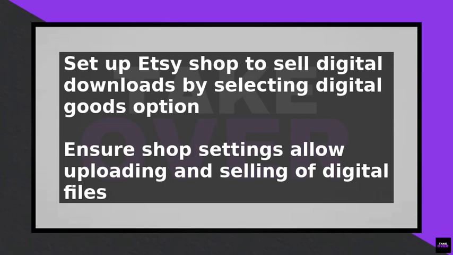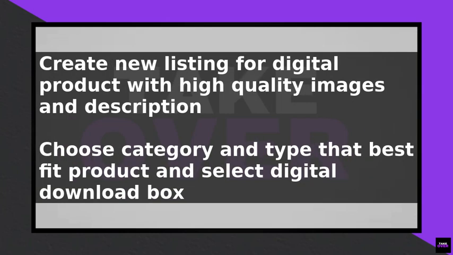Next, create a new listing for your digital product by clicking on the Add a New Listing button in your shop dashboard. Choose the category and type that best fit your product, and make sure to select the box that indicates the item is a digital download.